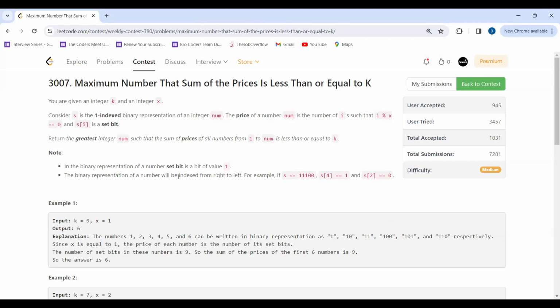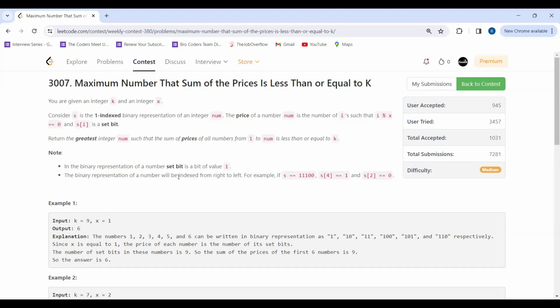You are given an integer k and an integer x. Consider s is the one-indexed binary representation of an integer num. The price of a number num is the number of i's such that i modulo x is equal to 0 and s[i] is a set bit. So return the greatest number num such that the sum of prices of all numbers from 1 to num is less than or equal to k.